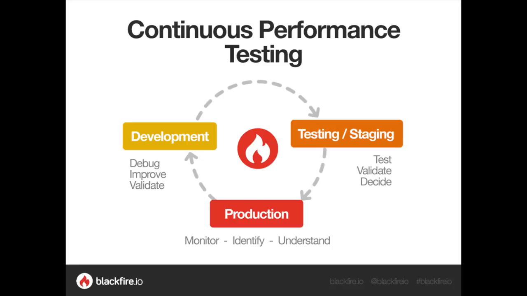is not the same, the servers are not the same, the data are not the same, which means that the performance can be slightly different and the code behavior can be very different from what you can get on your development machines. So Blackfyre in production is a great way to monitor issues, to identify problems, and to understand what's going on.